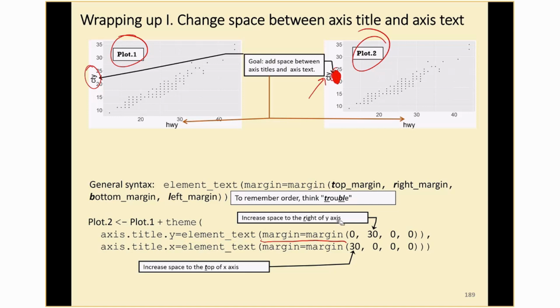Now we think about the X title. So we name it axis title X. We act on it with the element function element text. We specify margin equals margin, and then those 4 numbers, T, R, B, L. T stands for top, which means that 30 units of space are going to be set on top of HWY.